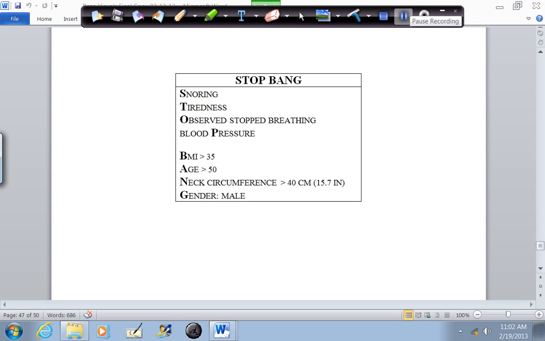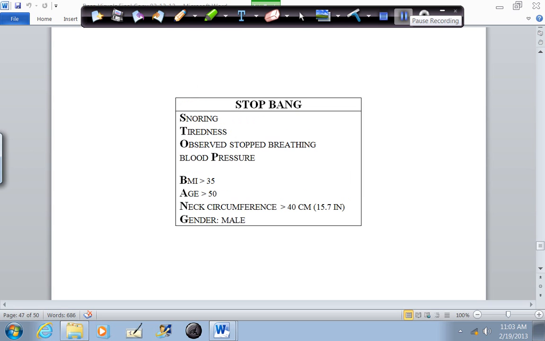Nobody has to have all these things to have sleep apnea. You can have sleep apnea and only have several of these things, but these are all risk factors. Actually, let me be more exact about that. If they answer yes to 3 or more of these questions, there's a high risk of obstructive sleep apnea. If it's less than 3 questions, there's a low risk of obstructive sleep apnea.